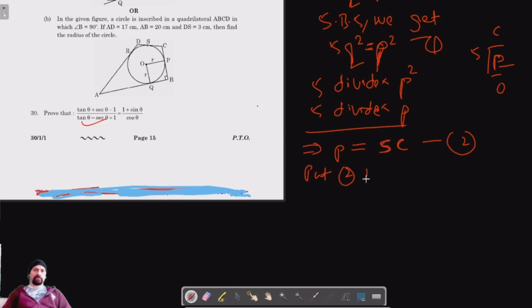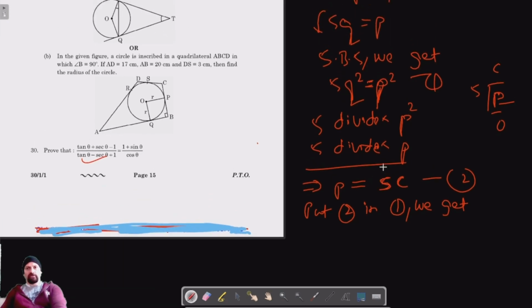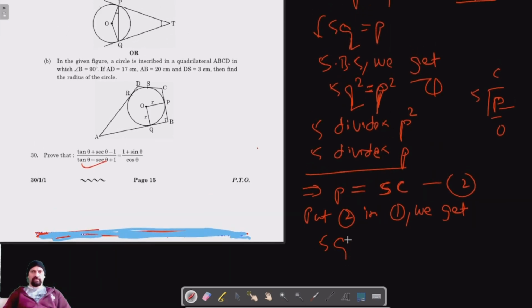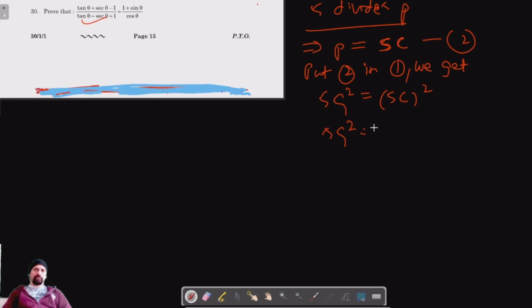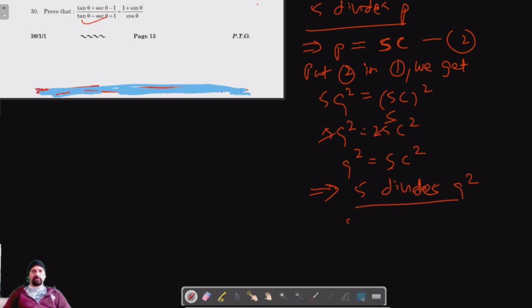And if we put 2 in 1, that is the value of P, we get 5Q square is equal to (5C) the whole square, which means 5Q square is equal to 25C square. 5 5s are 25. So Q square is equal to 5C square, and this implies that 5 divides Q square.